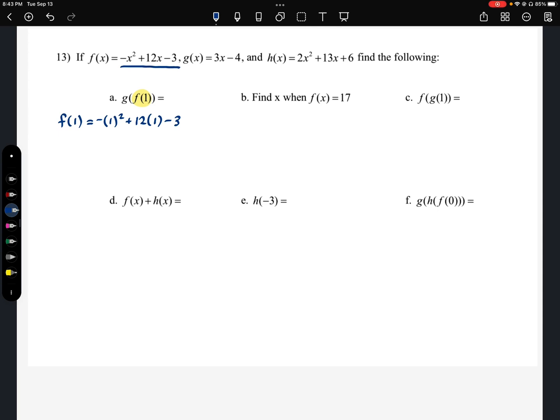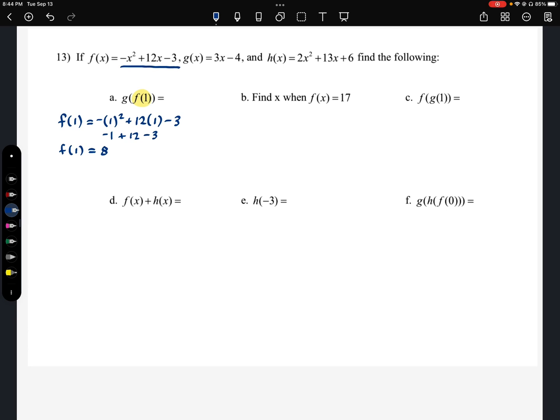So 1 squared is 1, so that becomes a negative 1, plus 12 minus 3. In the end, when we plug in 1 into function f, we get positive 8. So we know that our output is 8.